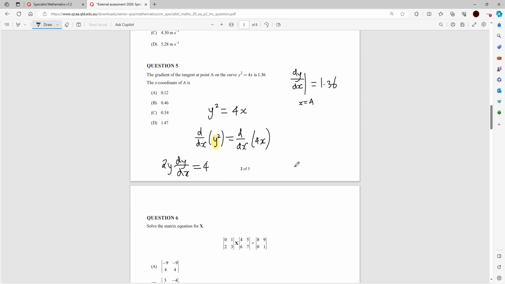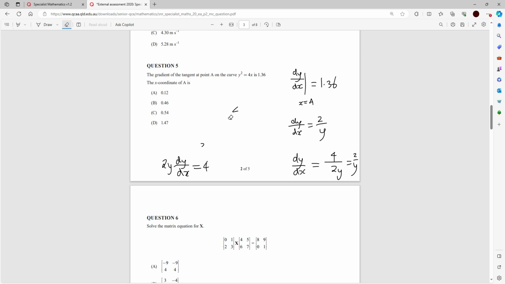So now if I rearrange it, I get dy/dx. If I divide both sides by 2y, it's 4 over 2y, which is 2 over y. So this is a bit weird. We've got dy/dx in terms of y, which is ideally an independent variable, but this is not really a function at the moment. It's kind of a bent curve. But anyway, let's go with it.